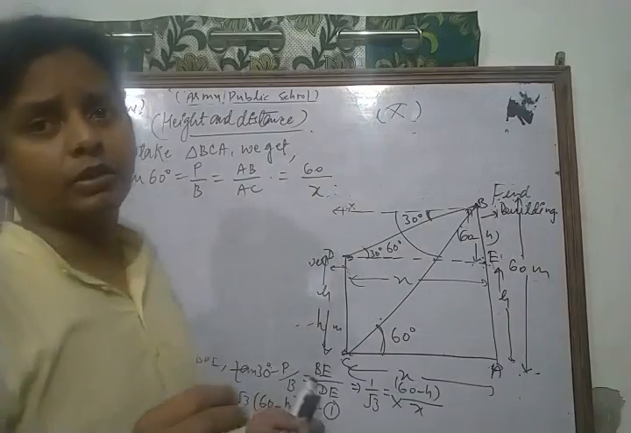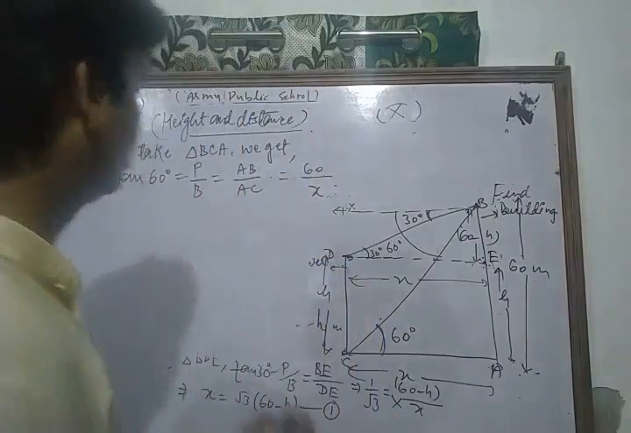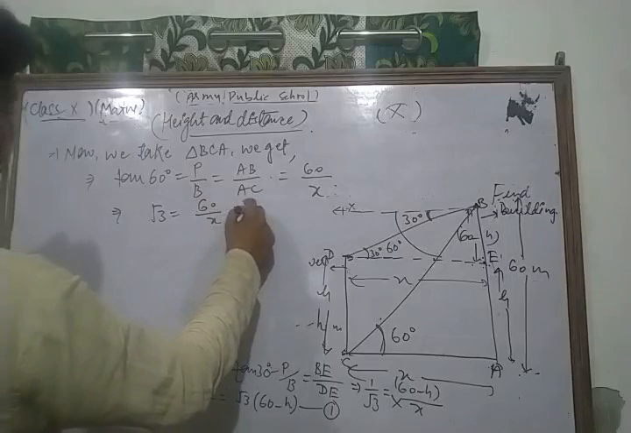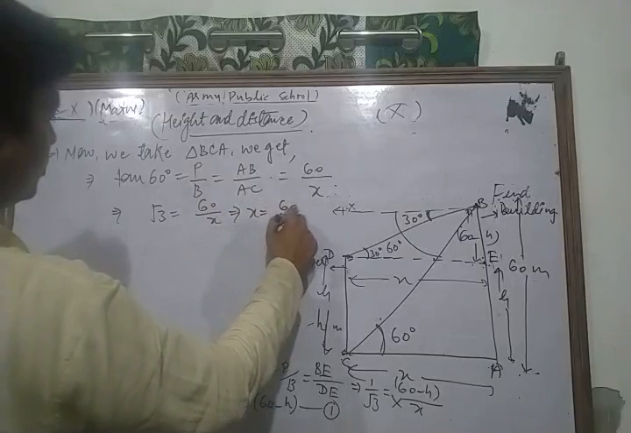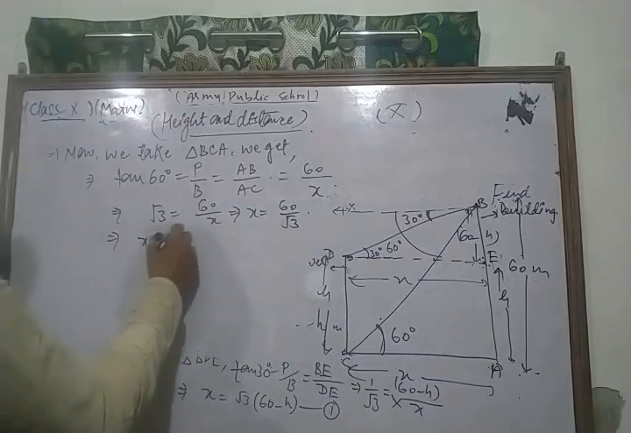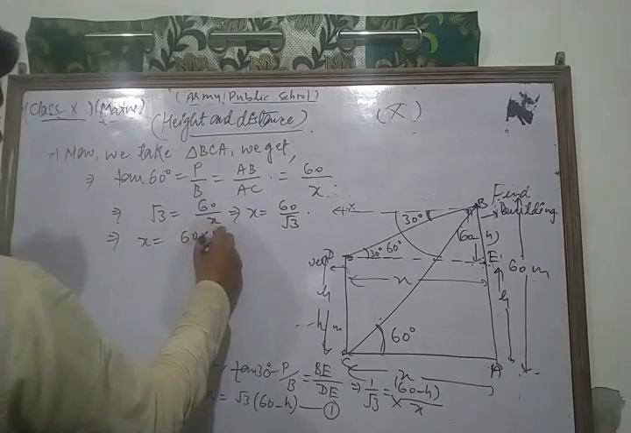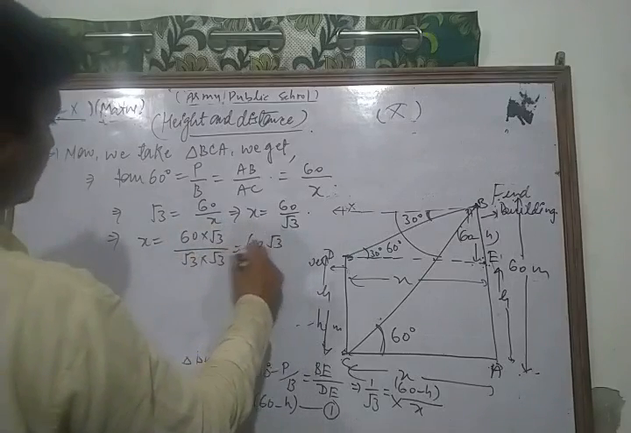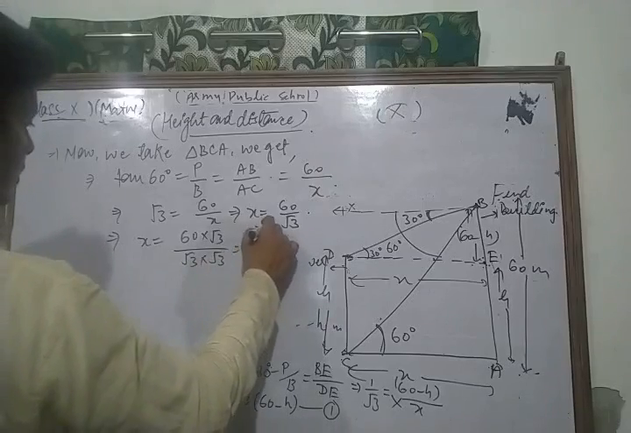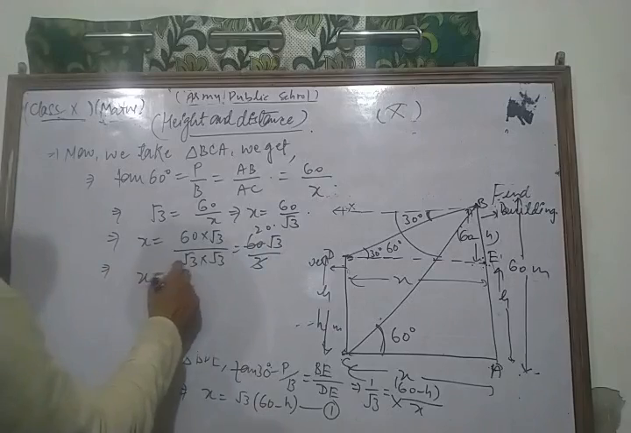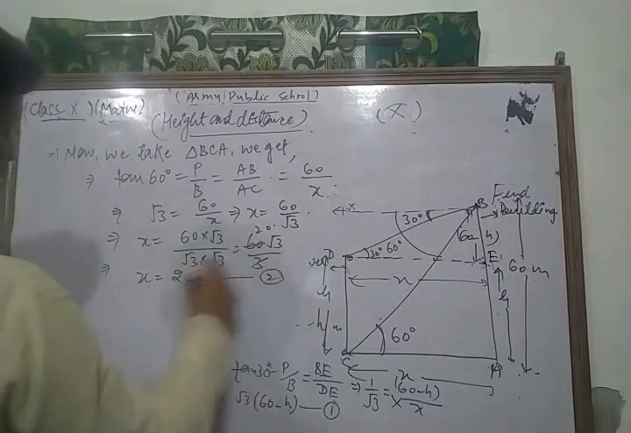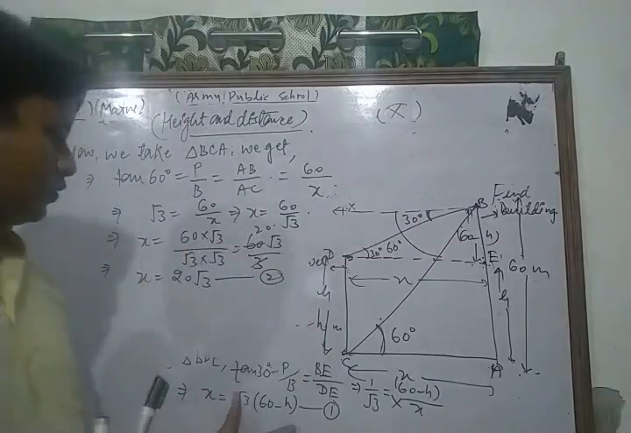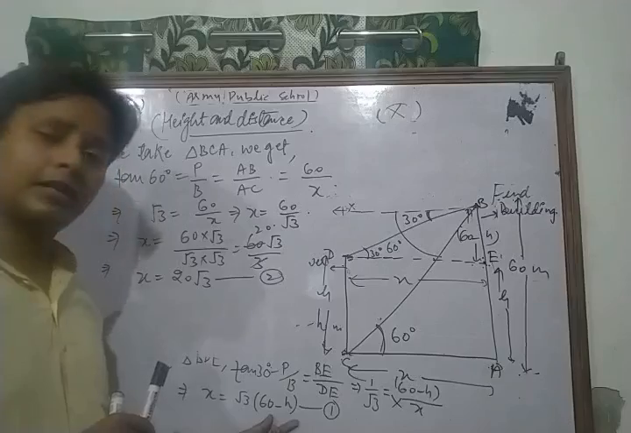Now dear student, you know that the value of tan 60 is under root 3. So here we put under root 3 is equal to 60 upon x. So from there x is equal to 60 upon under root 3. We simplify by multiplying root 3 in both the numerator and denominator, so we get 60 under root 3 upon 3, which is 20 under root 3. So the value of x is equal to 20 under root 3. We take this as equation number 2. So in this way we form two equations, equation 1 which is x is equal to under root 3 into 60 minus h, and this is 2.